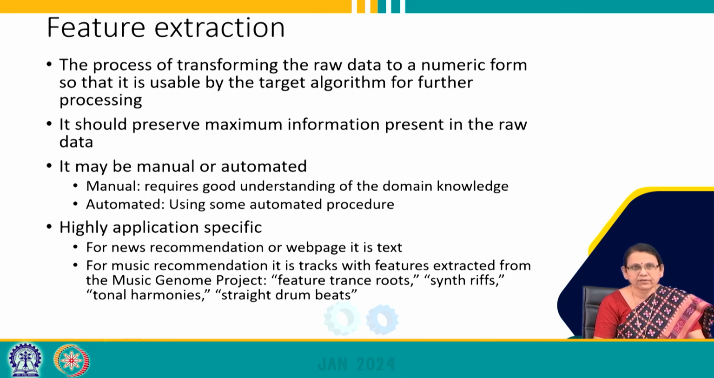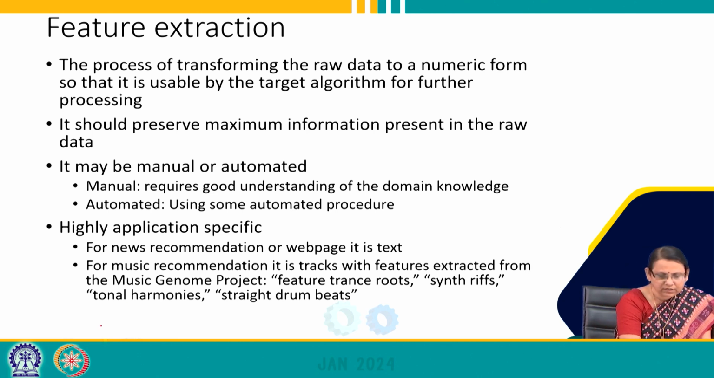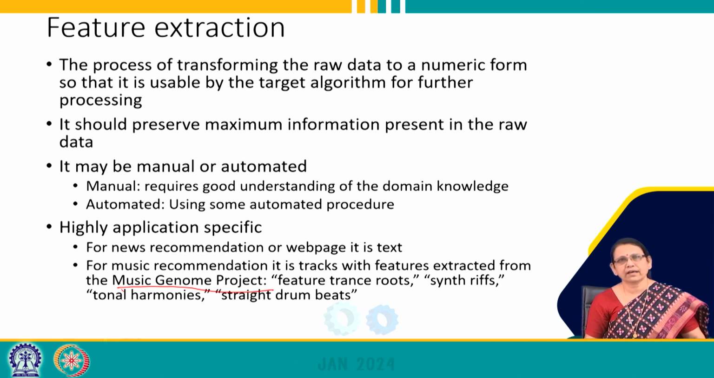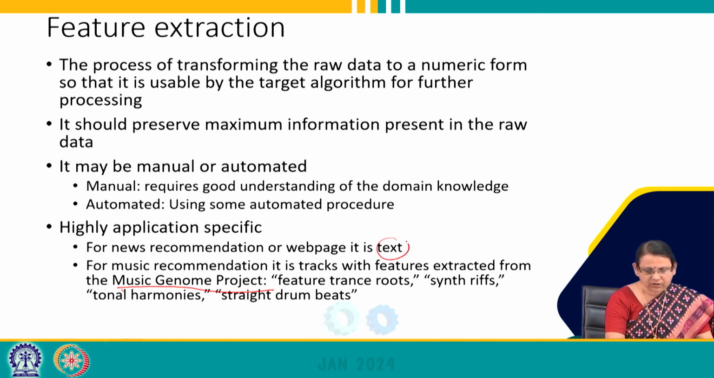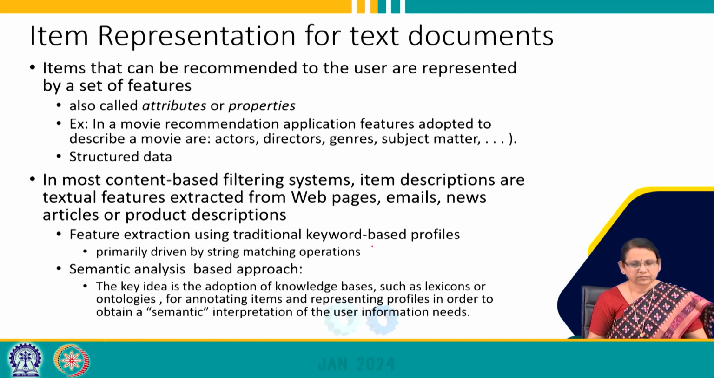It is highly specific. So, for a news recommender system, it can be news articles or web pages, which is text. Then for music recommendation, it can be some track features, for which there is something called the Music Genome Project. So, the features specified there are supposed to be extracted from the music. But as I told you, we will be focusing on text.